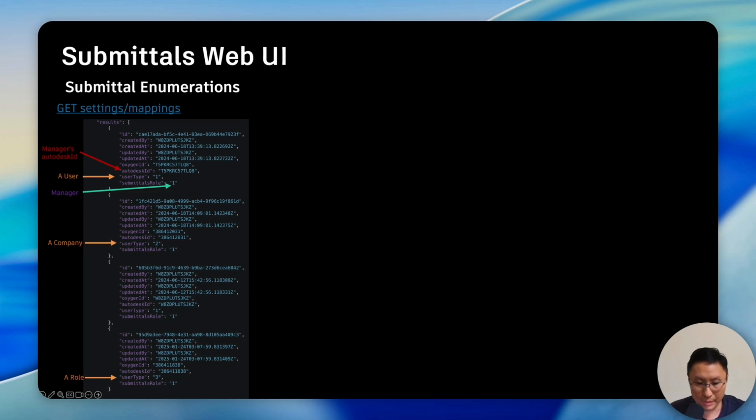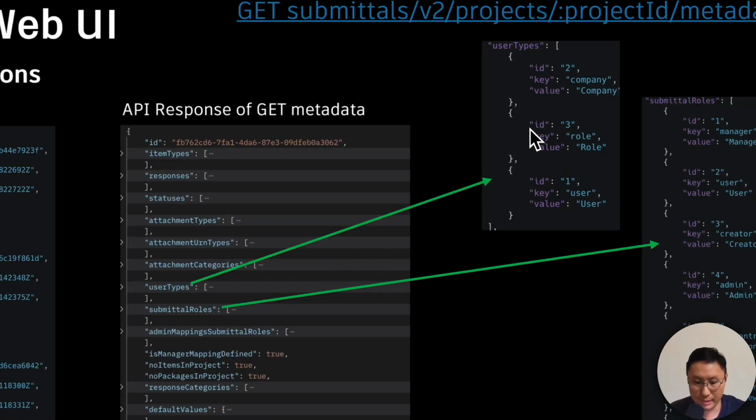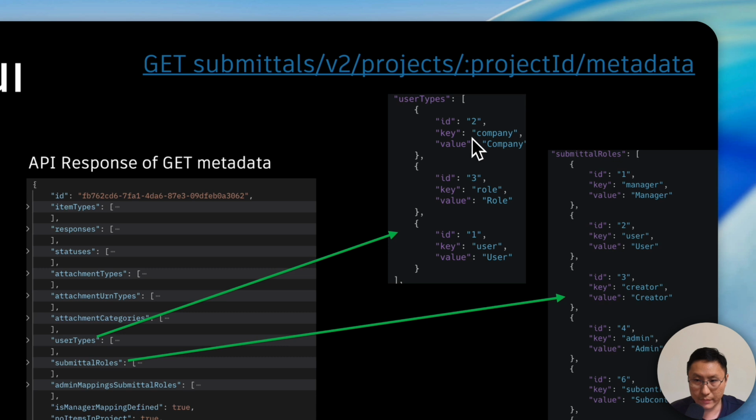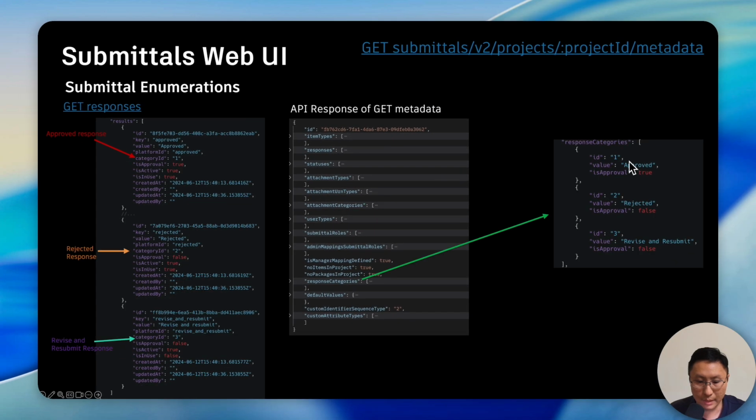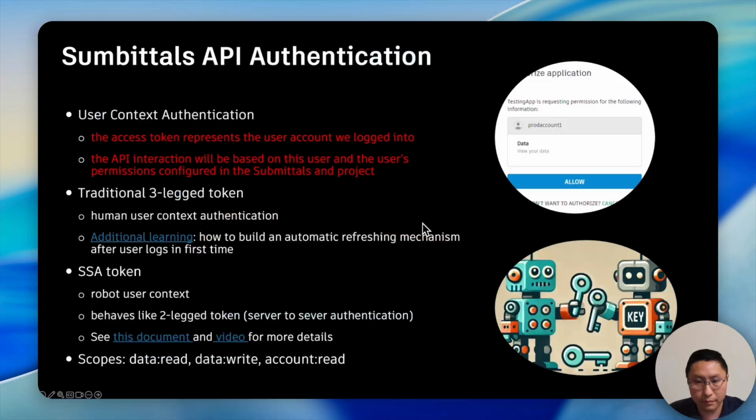Taking user type and submittal role as an example, here we can call the get metadata API. In the response, we can get the enum detail this way. User type 1 stands for a user, 2 is for a company, 3 is for a user role. And for submittal role, 1 is for submittal manager, 2 is for submittal user. Here's another example: for response category, we can also get the enum detail by calling the metadata API. Here is another one. We can get the item status detail by calling get metadata.